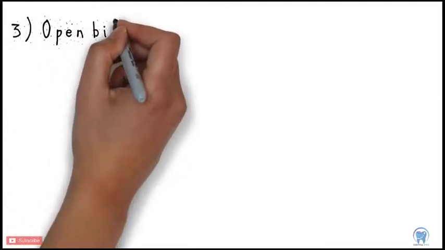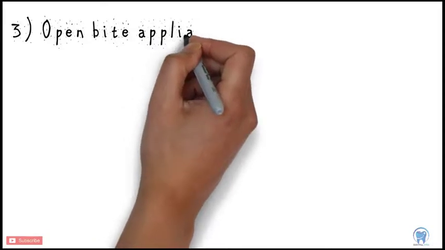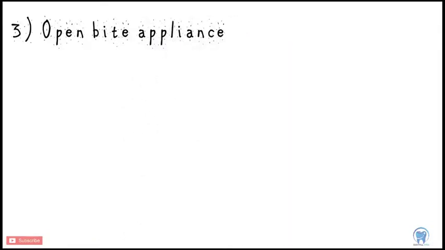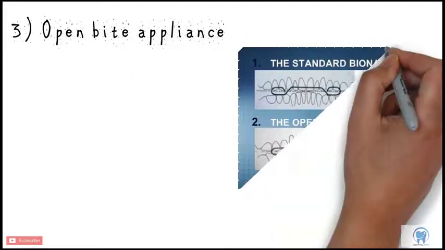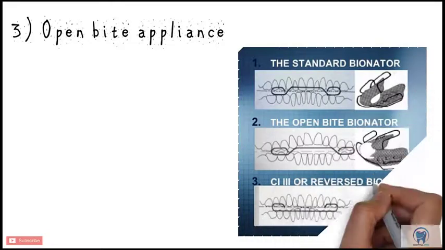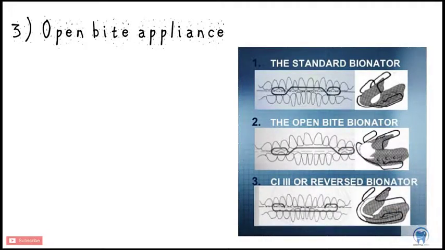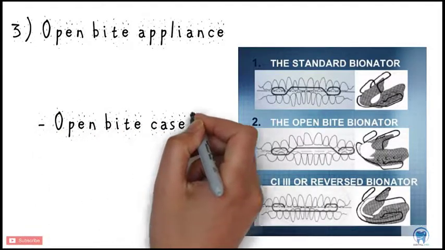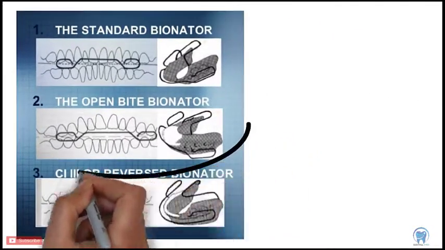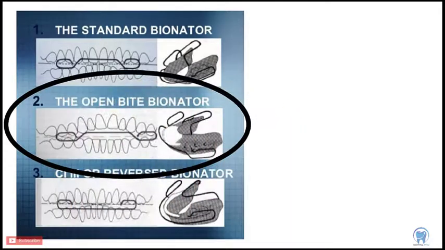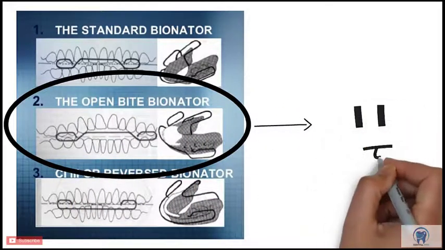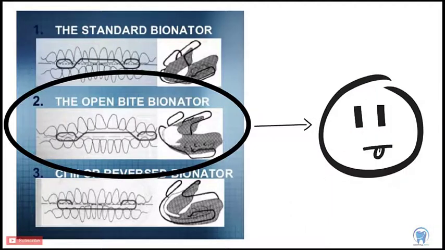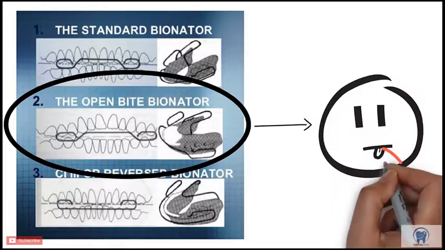The next type of appliance is the open bite appliance. This type of bionator is used in open bite cases. The parietal arch and the vestibular wires are the same as the standard appliance. The maxillary acrylic portion is modified so that even the anterior area is covered. Its purpose is to prevent the tongue from thrusting between the teeth, as the tongue is responsible in most cases for the open bite.